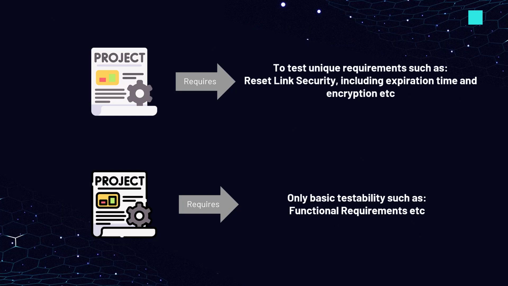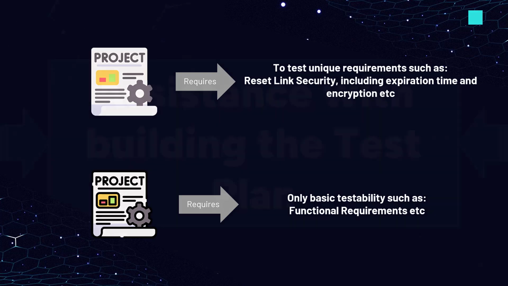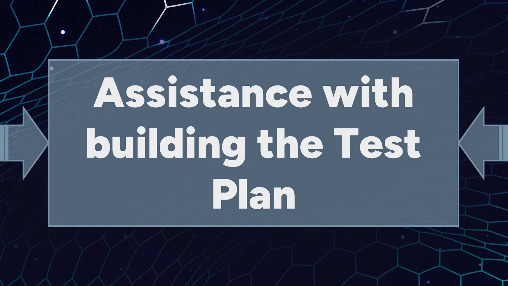For example, one project required testing reset link security, including expiration time and encryption, etc., while on a second project basic testability may be sufficient. Clarifying these requirements ensures the quality of testing in such cases. The next case where the QA engineer might use ChatGPT for software testing is 2. Assistance with building the test plan.